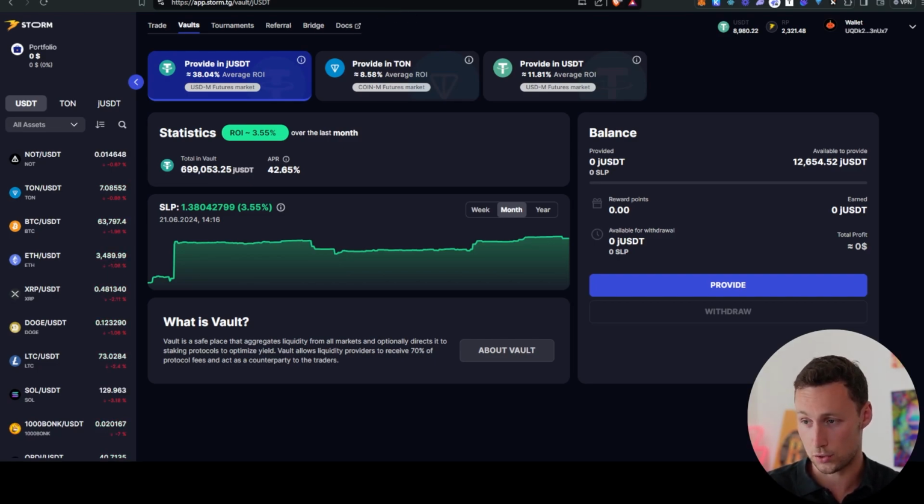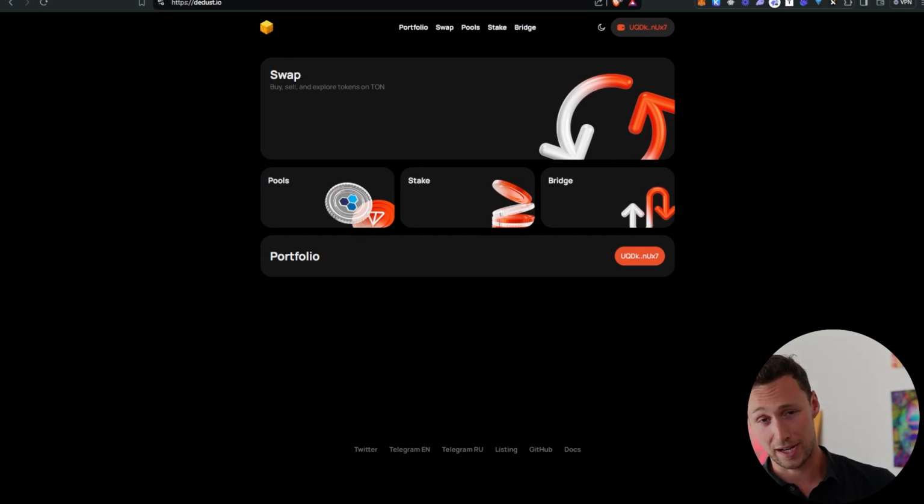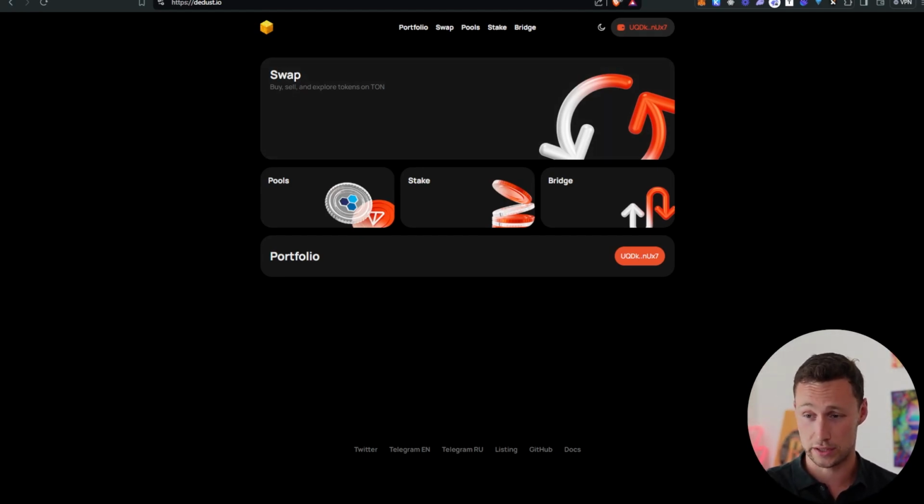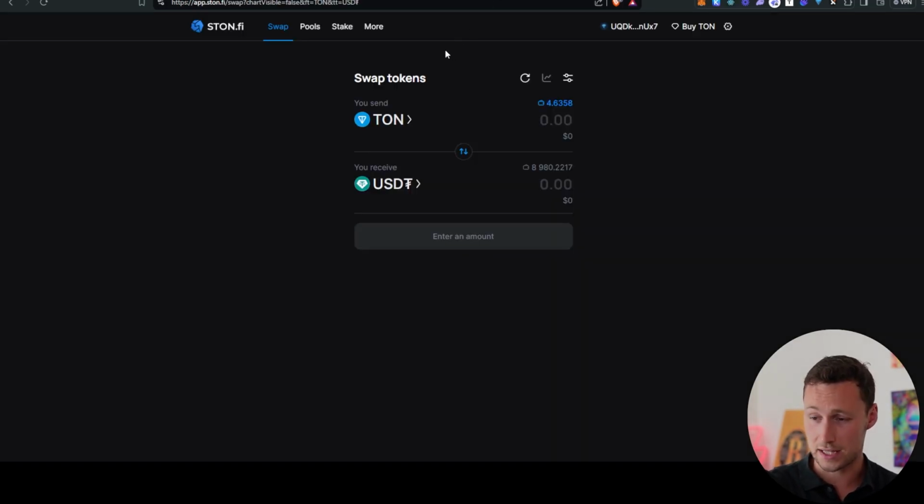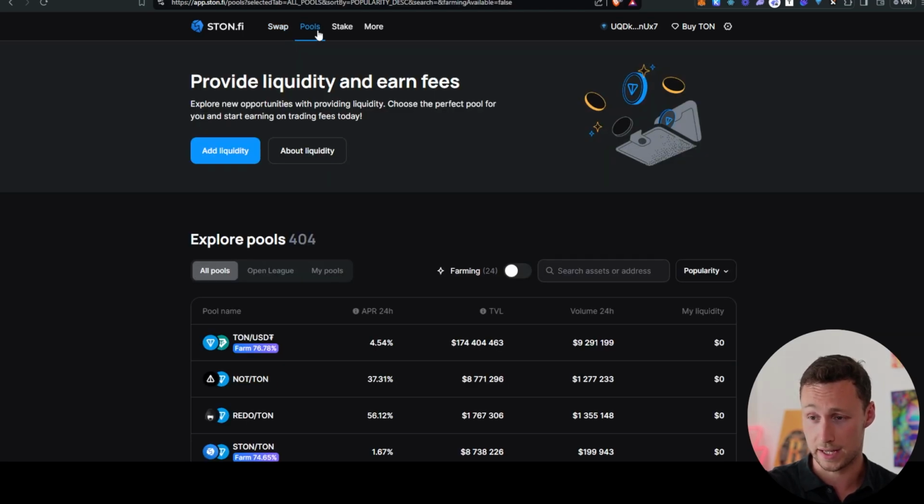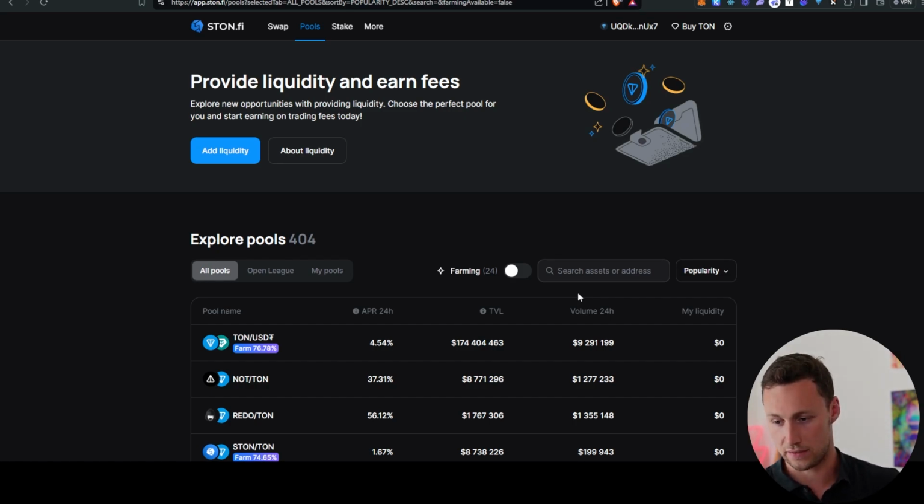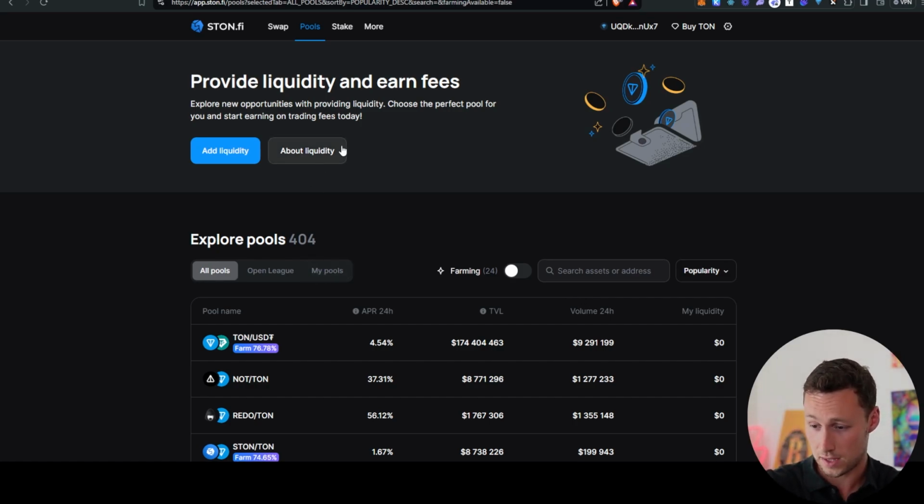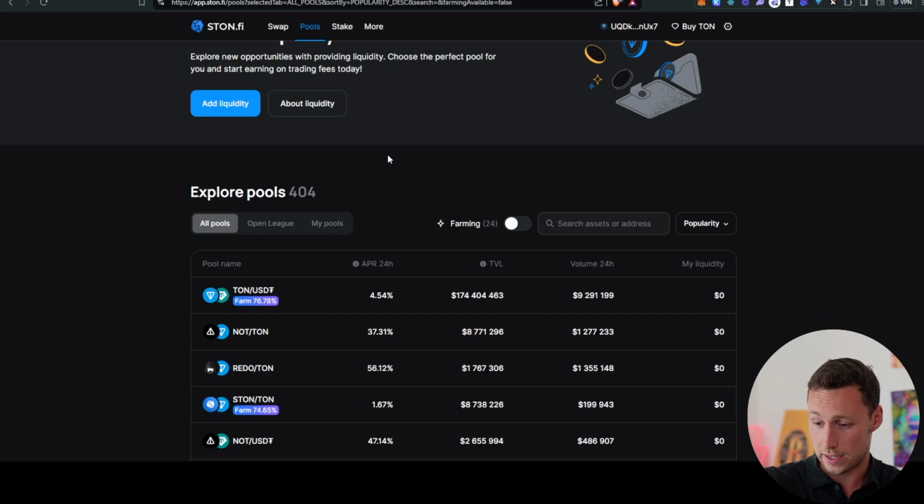And then there's two final DeFi applications on Ton that I want to share. The first is DDust, which is currently the largest DeFi application period on Ton. And the second is StonFi. And StonFi was for a long time the largest. However, currently it's somewhat smaller than DDust. And these are mostly interesting, first off, to swap tokens, right? If you want to trade your Ton for USDT or vice versa, you can do so on here.